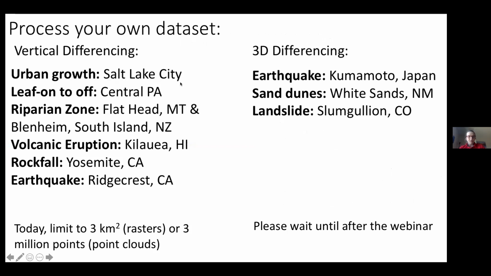So today we're going to go over a demo. I'll show you how you can perform topographic differencing on OpenTopography. Here are some nice examples that you may be interested in looking at. For example, urban growth in Salt Lake City, leaf on to leaf off in central Pennsylvania, riparian zones, volcanic eruptions, rockfalls, and earthquakes. In a few minutes, we'll discuss 3D differencing.